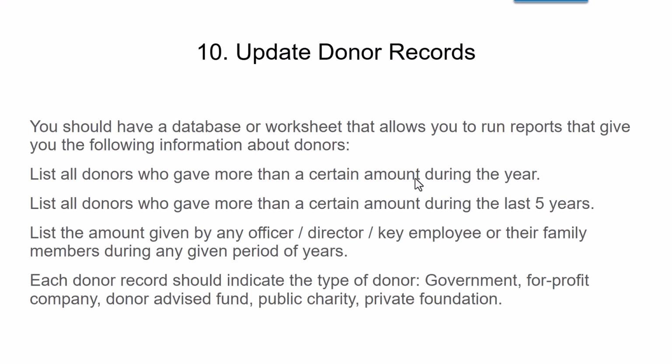List all donors who gave more than $5,000 during the last 5 years. You should be able to do that. List the amount given by any officer, director, key employee, or their family member during some period of years. You should be able to do that. And every donor record should indicate the type of donor it is. Is it an individual, a government, a for-profit company, a donor-advised fund, public charity, private foundation? Very important.